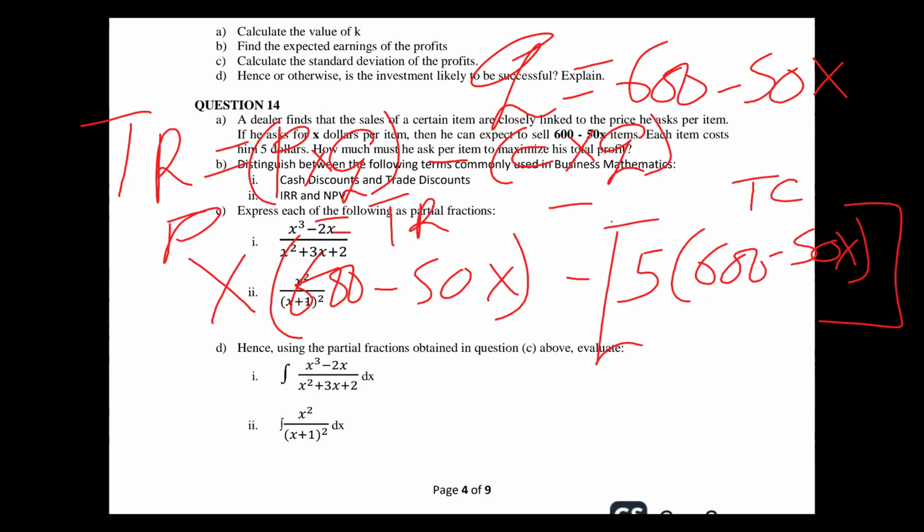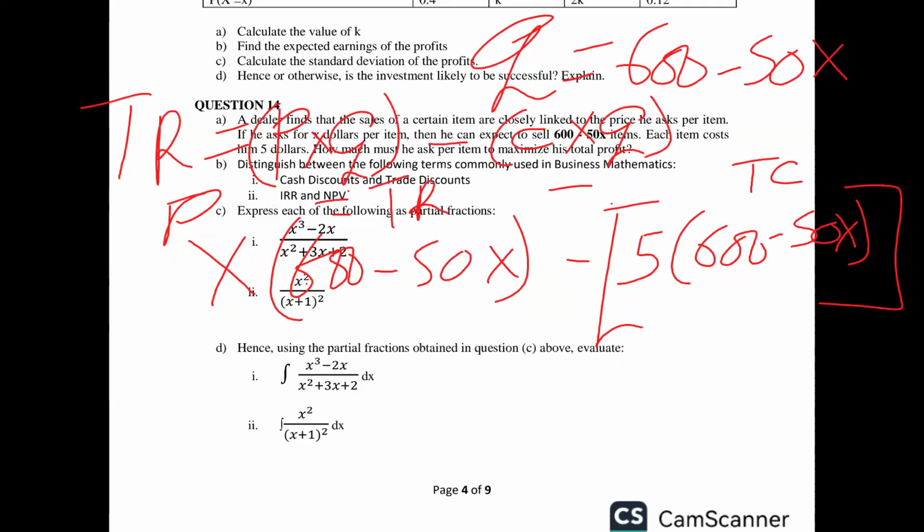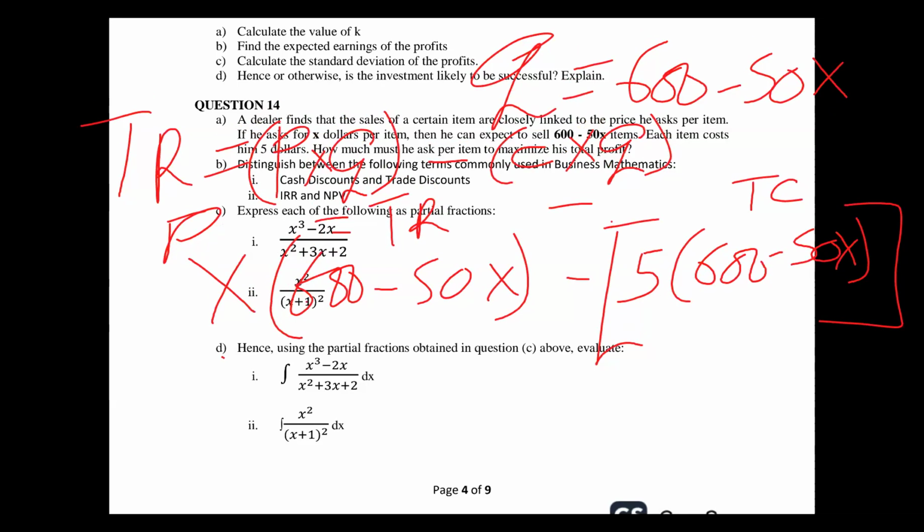Obviously, you're picking the idea from here. You can expand x times 600. That would be 600x, yeah? Minus 50x squared. Okay, this will definitely give us the total revenue function. Minus, let's find the total cost function.